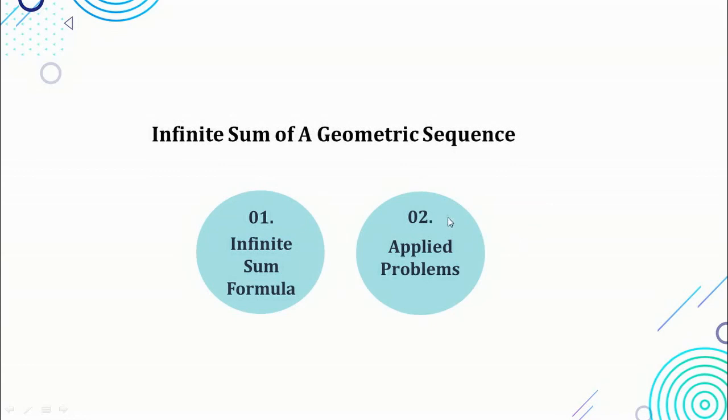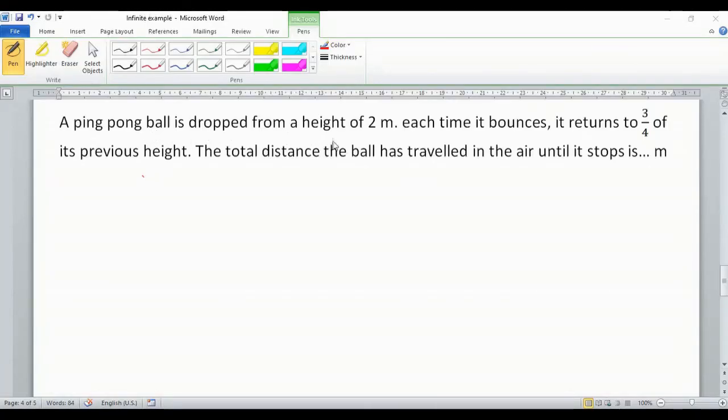Now we jump to the applied problems. Okay, so let's jump to the applied problems. A ping pong ball is dropped from a height of 2 meters. Each time it bounces, it returns to 3 over 4 of its previous height. The total distance the ball has traveled in the air until it stops is how many meters? So from here, the starting fall is 2 meters, and the ratio is 3 over 4.